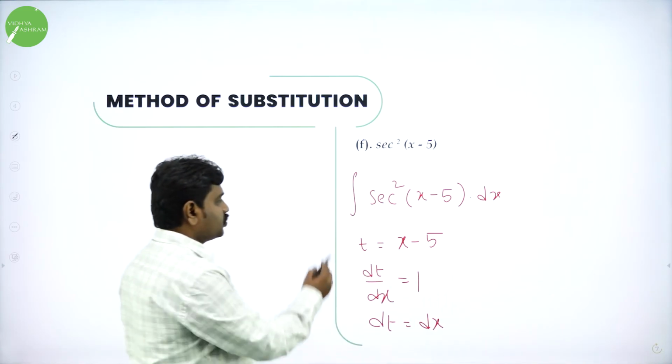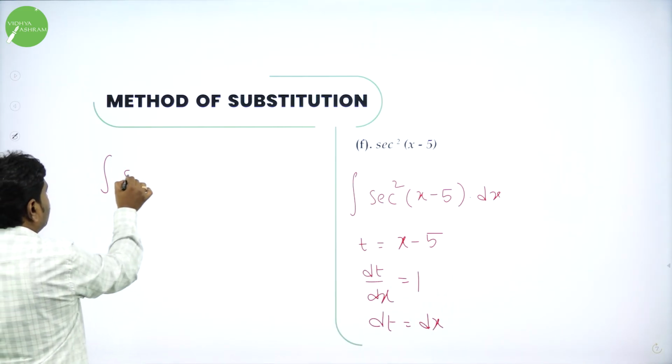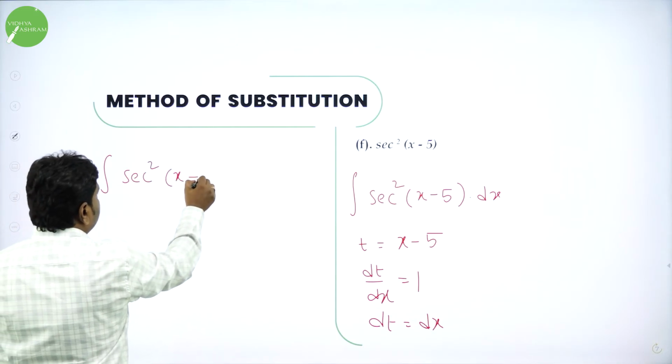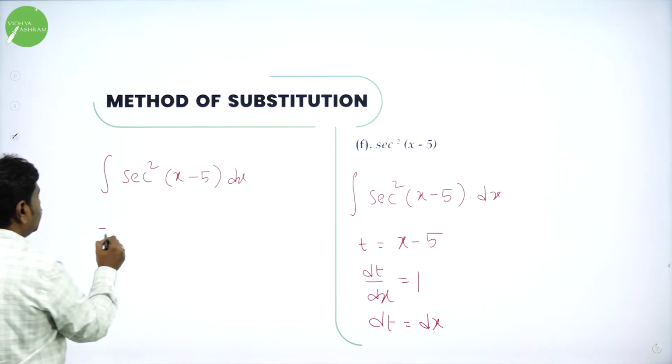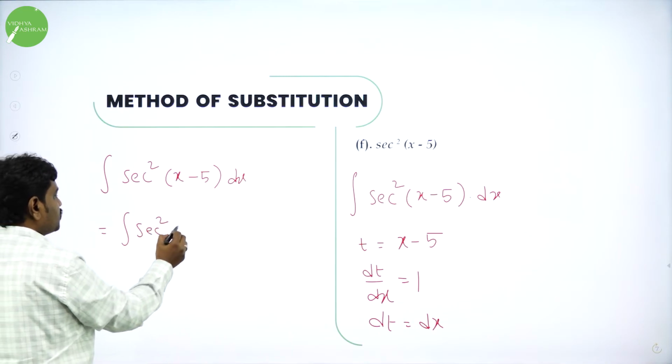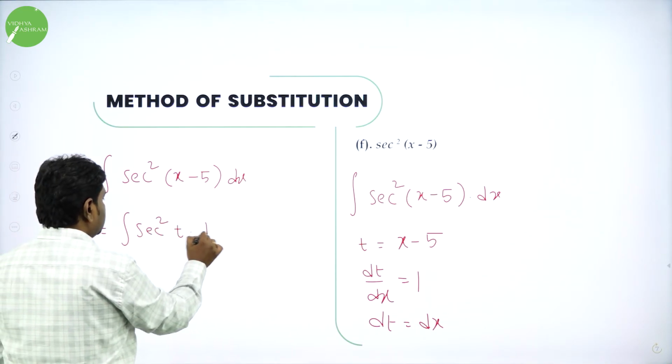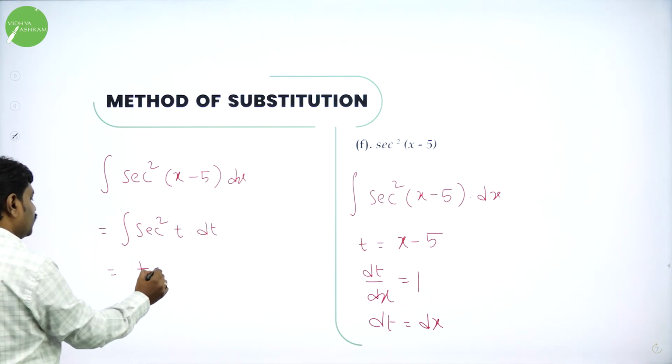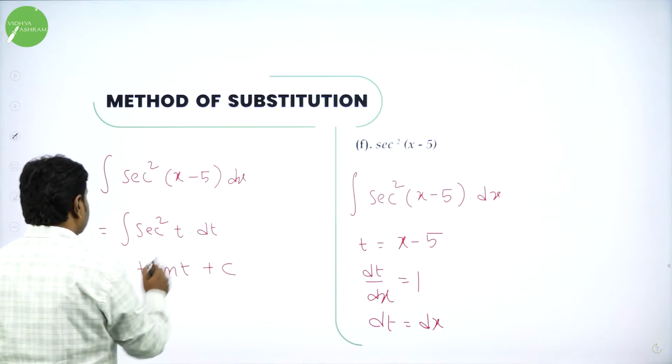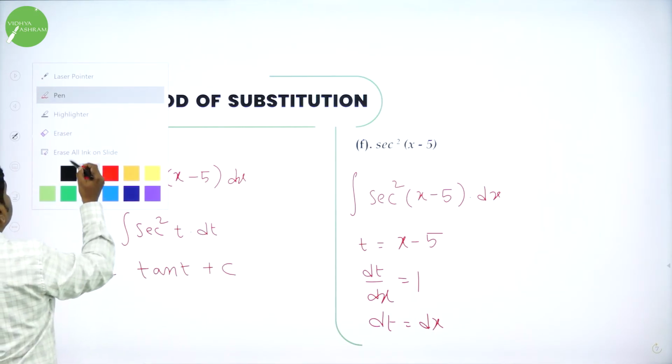So now you have both the substitutions. Go back to the given problem. What is the given problem? Integration of secant square of (x minus 5) dx. So we are assuming, in the place of x minus 5 I am taking t, and dx is dt. So now the integration of secant square t. All of you know the integration of secant square t is what? Tan t plus c. Hence the proof. So we got the answer.